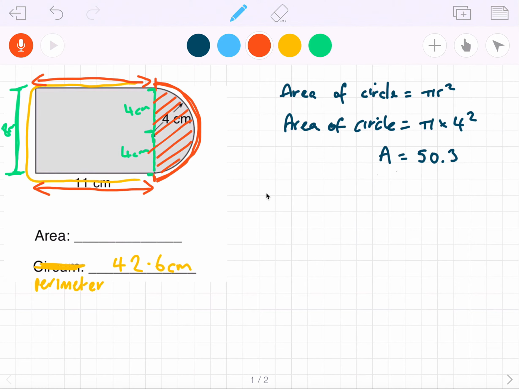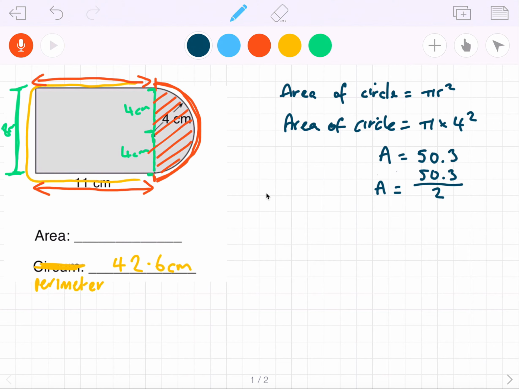But as I'm sure you are all shouting at me at home, that of course is the area of the whole circle. If we had a whole circle here, that would be its area. But we don't have a whole circle. In fact, we just have half a circle. So I've got to take my area and say that my area actually equals 50.3 divided by 2.